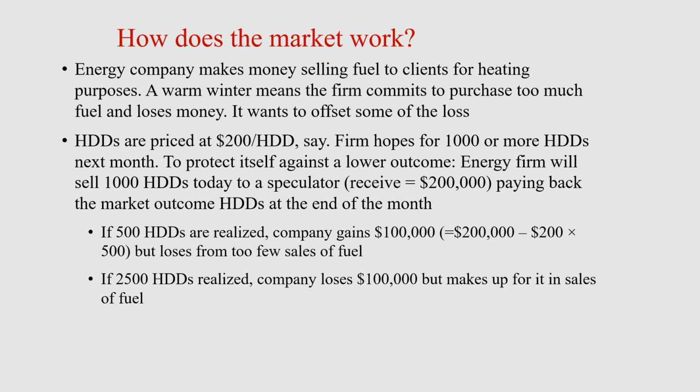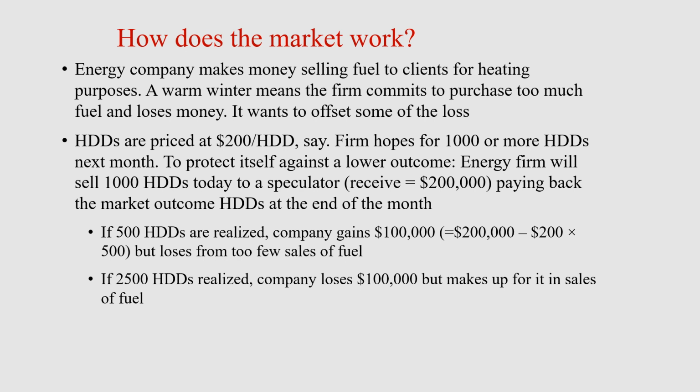The firm hopes for 1,000 or more heating degree days next month, but to protect itself against a lower outcome, the energy firm, remember it's selling energy, will sell 1,000 heating degree days today. This financial instrument it'll sell today to a speculator, receiving $200,000, so $200 times 1,000, paying back the market outcome heating degree days at the end of the month.